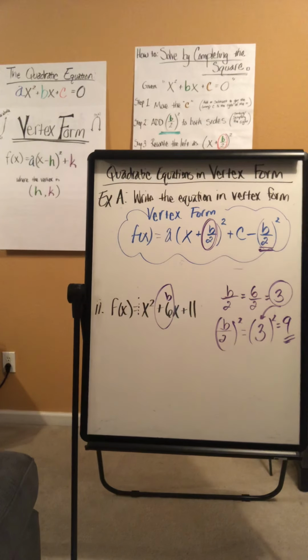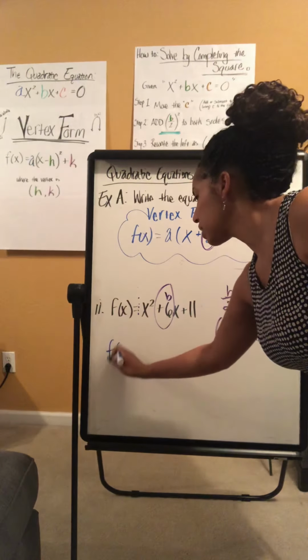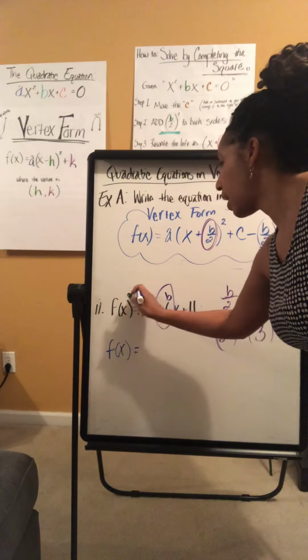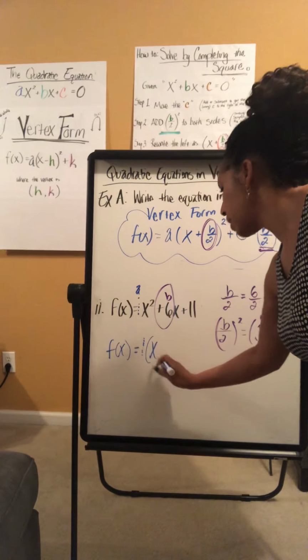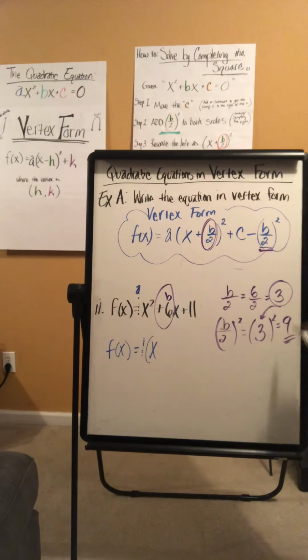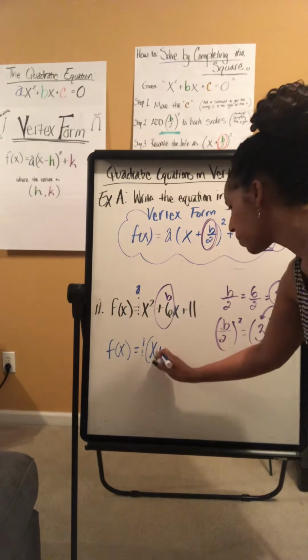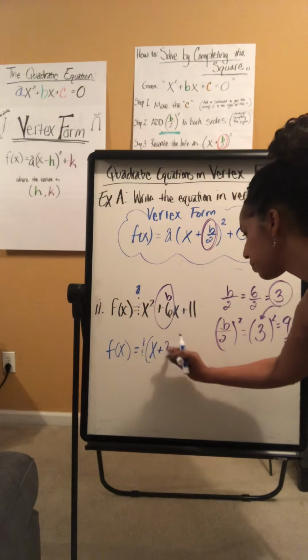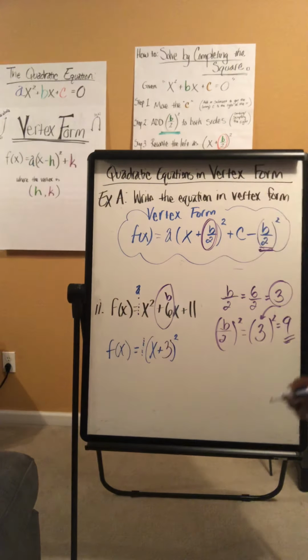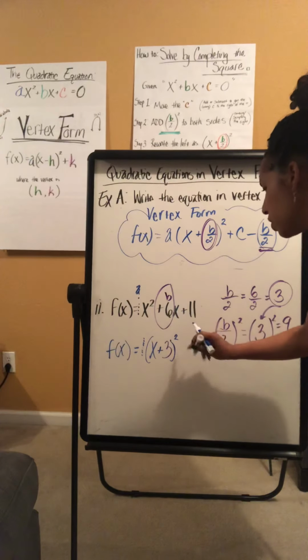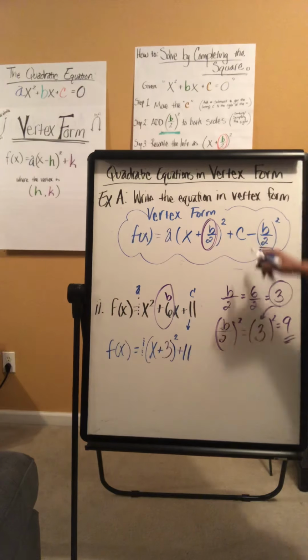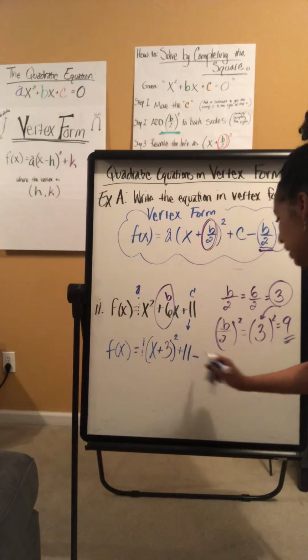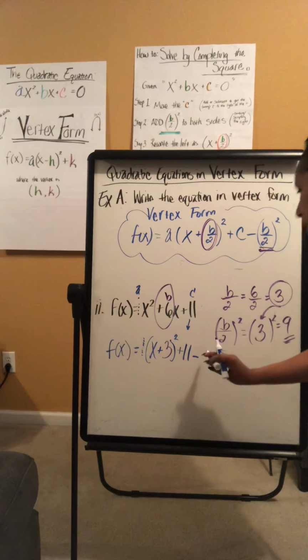Okay, so if I put it in the formula, f of x equals, a again is 1. If you want to write the 1, you can. You don't have to. x, I said plus my b over 2. My b over 2 was 3. So plus the 3 squared. And then I said plus your c. So whatever your c was. My c in this case was 11. So plus the 11. Take away the b divided by 2 squared. So minus my b divided by 2 squared was 9.